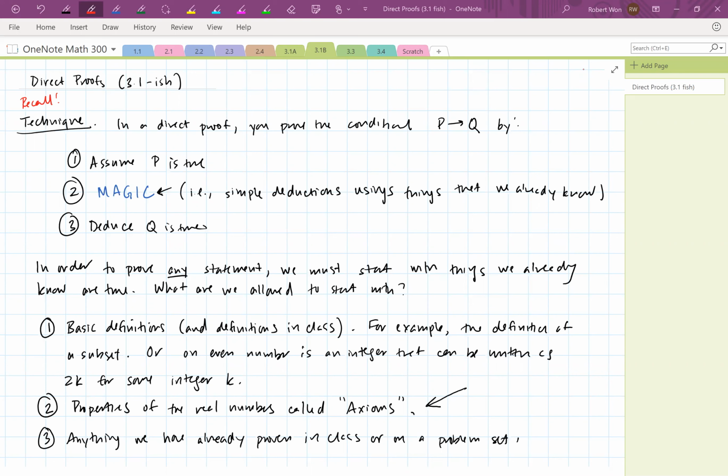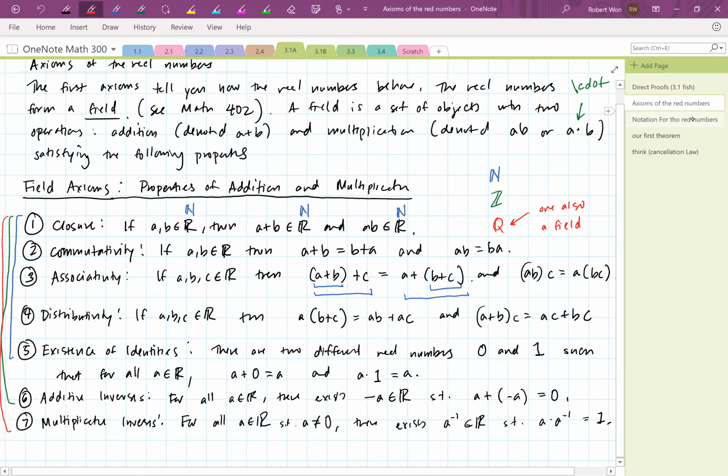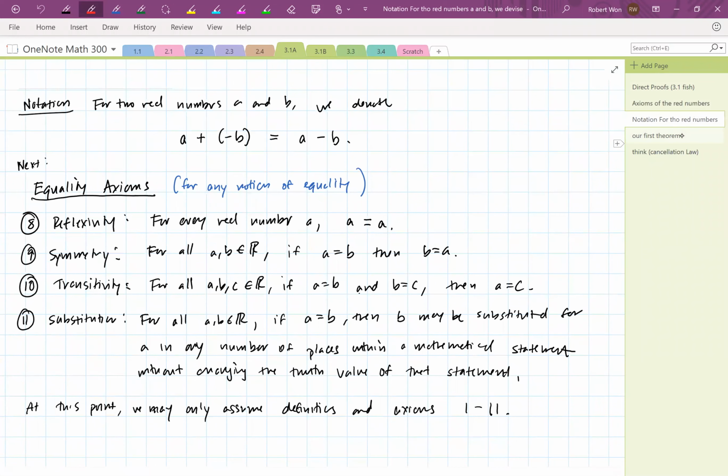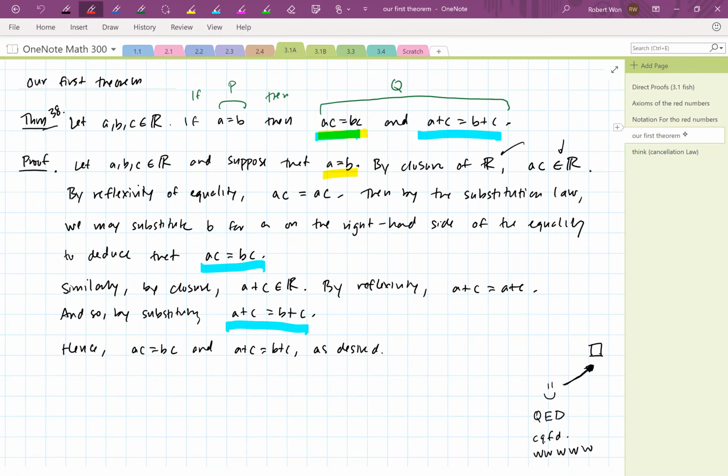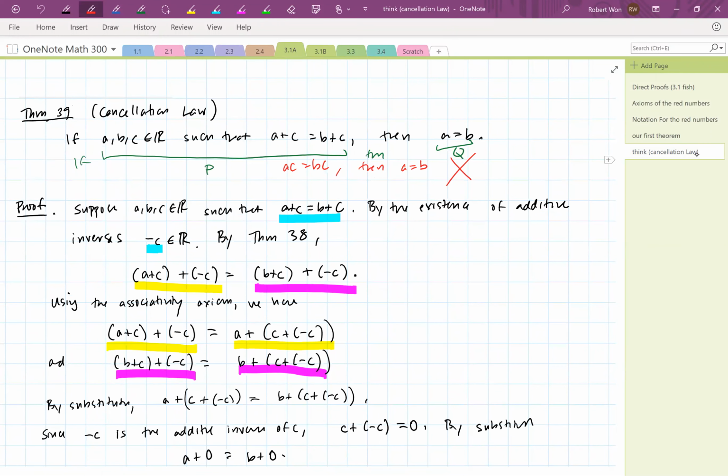Okay, so last time we went over the axioms of the real numbers, axioms of equality, and then we proved two nice theorems, right? One says that if you have an equality of real numbers, you can add or multiply the same thing to both sides and retain equality. And the second theorem, which we're going to call the cancellation law, says that sort of the converse of that is true for addition. So if A plus C equals B plus C, then you can cancel the C's and conclude that A equals B. So this is all the things that we know about the real numbers so far.